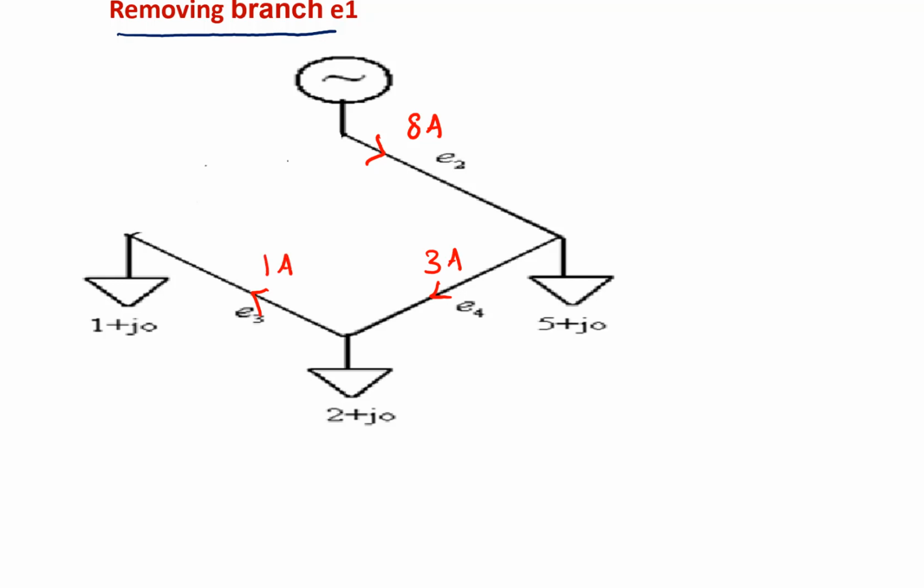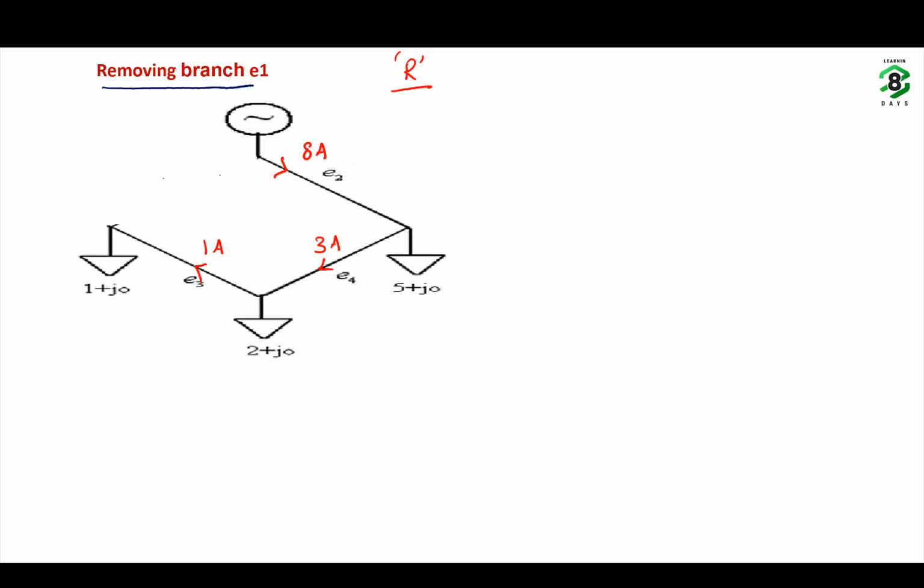Now let capital R be the resistance of each branch. Now the total losses in this case will become how much? The resistance of each branch is R. So 8 square into R plus the second branch current 3 square into R plus 1 square into R. What are the total losses? 74 R total losses in this case.